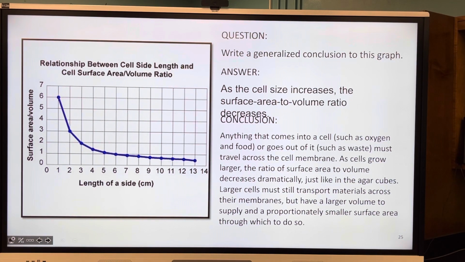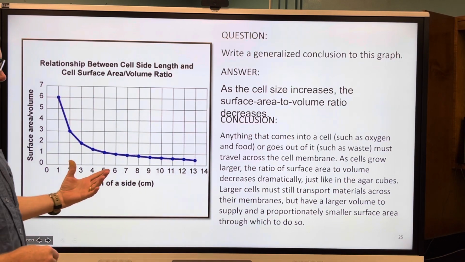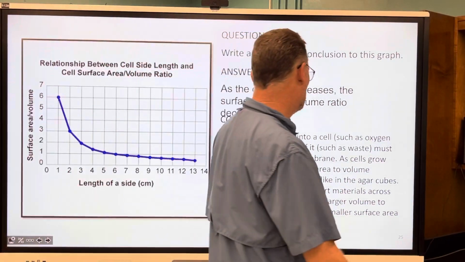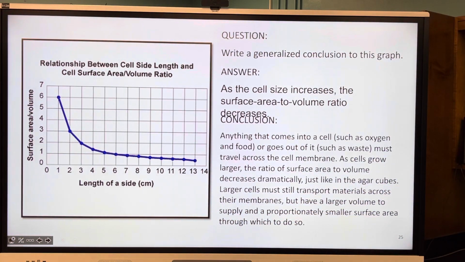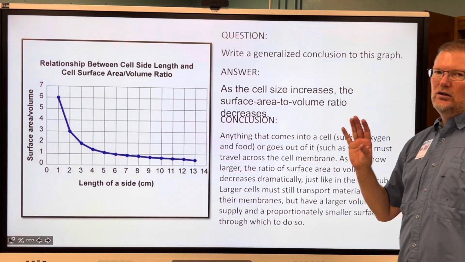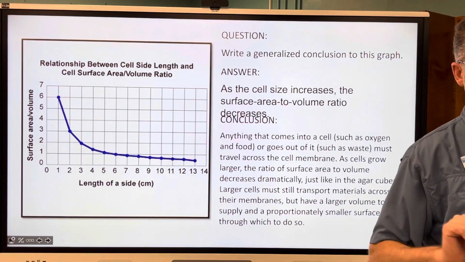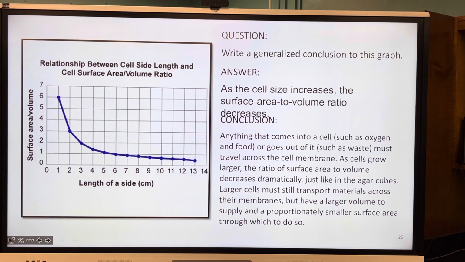Larger cells must still transport those materials across their membranes. But they have a larger volume to supply and a proportionately smaller surface area through which to do so. So this is the conclusion we can take from that demonstration.